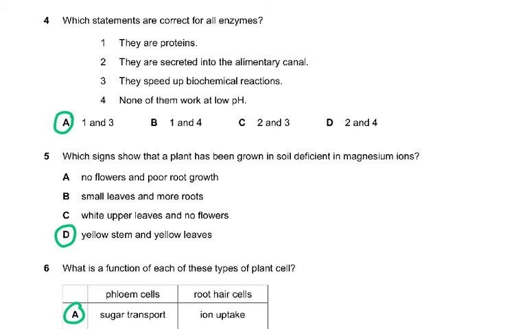Then which statements are correct for all enzymes? Now the point was all enzymes, not just some enzymes. They're proteins, yes, all of them are proteins. They're secreted into the alimentary canal? No, enzymes are present in each and every cell of your body. Enzymes are present in each and every cell of a plant. I'm thinking of questions which could come from your MCQ exam. So they're secreted into the alimentary canal, no, that was wrong. They speed up biochemical reactions, yes, so that was correct. So 1 and 3 were correct. 4, none of them work at low pH. Well, that is wrong. Why is it wrong? Because they work at different pH. Some work at a lower pH, some work at a high pH. So it varies from enzyme to enzyme.